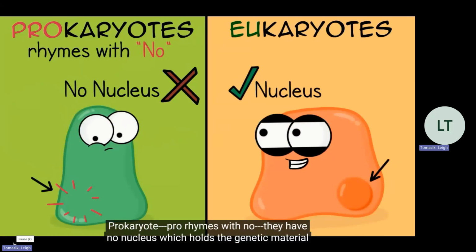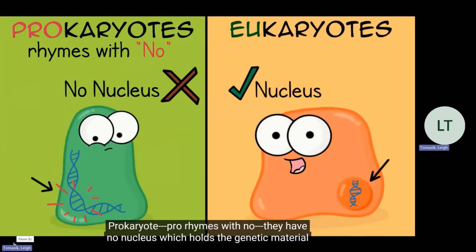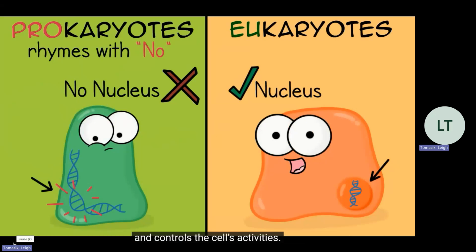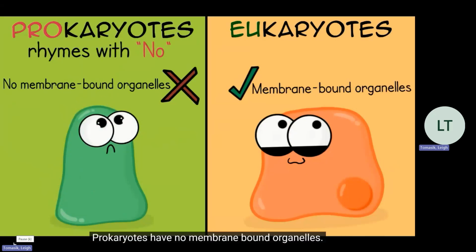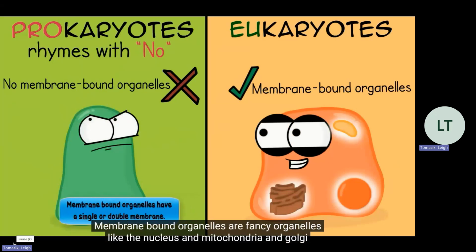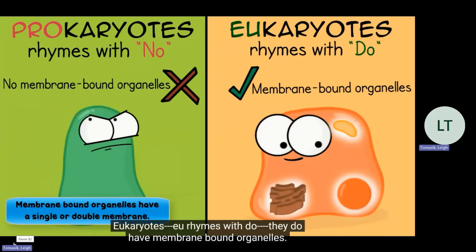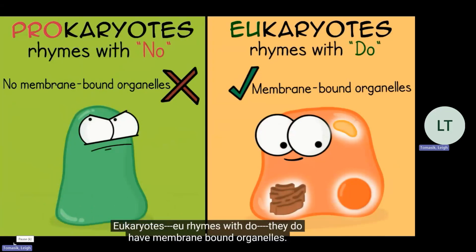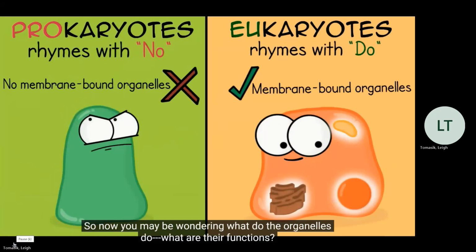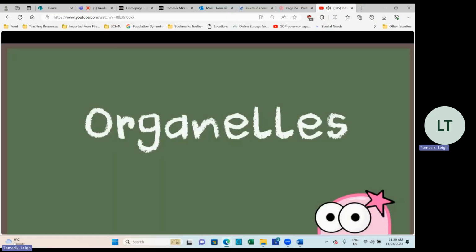Prokaryote, the pro rhymes with no, and they have no nucleus, which holds the genetic material and controls the cell's activities. Prokaryotes have no membrane bound organelles. Membrane bound organelles are fancy organelles like the nucleus and mitochondria and Golgi apparatus. Eukaryotes, the U rhymes with do, they do have membrane bound organelles. So now you may be wondering, well, what do the organelles do?